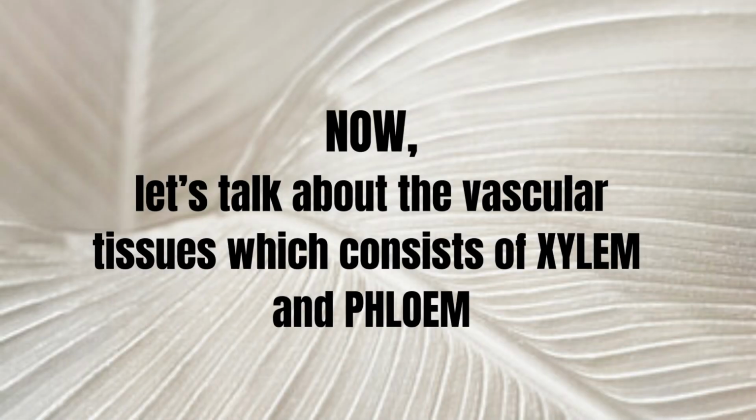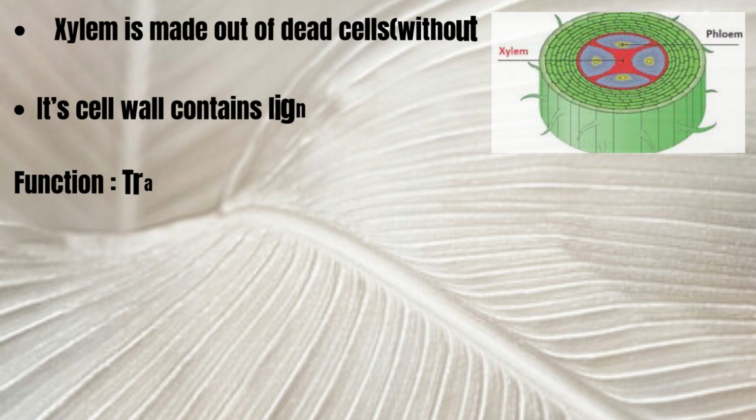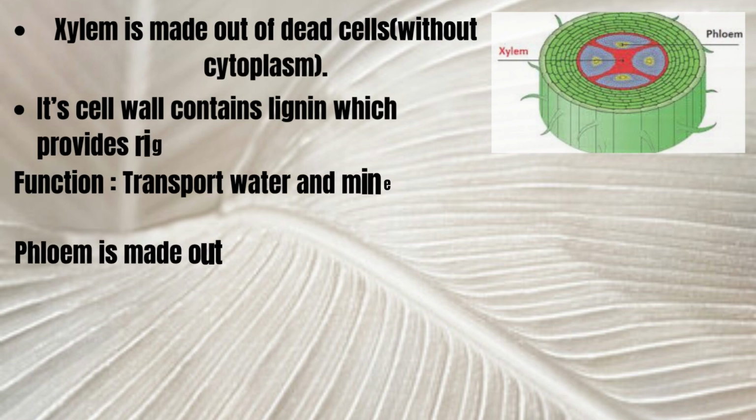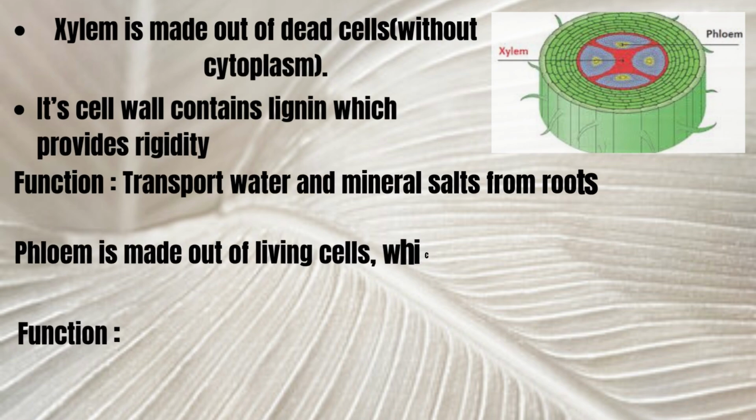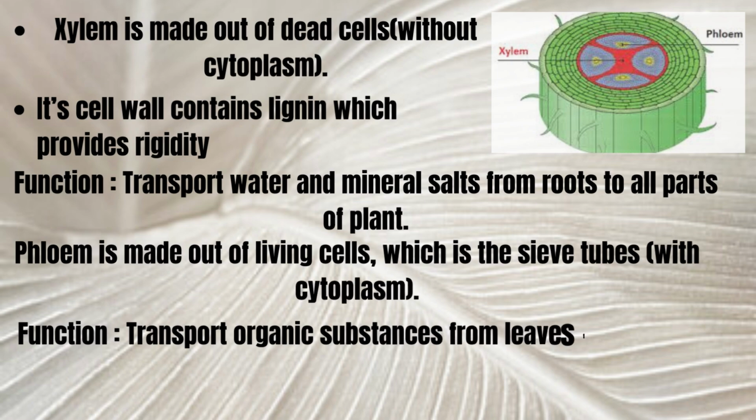Now, let's talk about the vascular tissues, which consist of xylem and phloem. The xylem is made out of dead cells and its cell wall contains lignin, which provides rigidity. It transports water and mineral salts from roots to all parts of the plant. However, the phloem is made out of living cells, which are the sieve tubes. It transports organic substances from leaves to all parts of the plant.